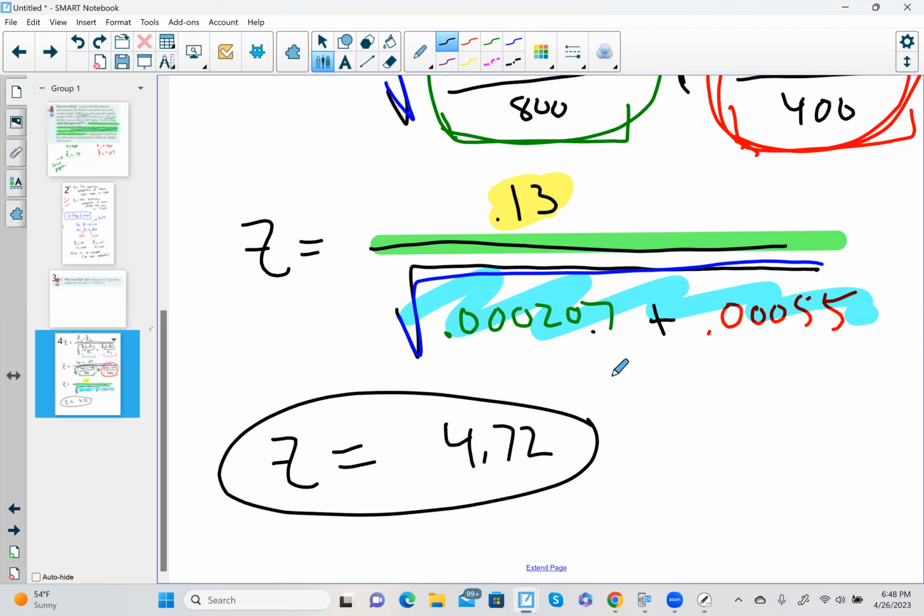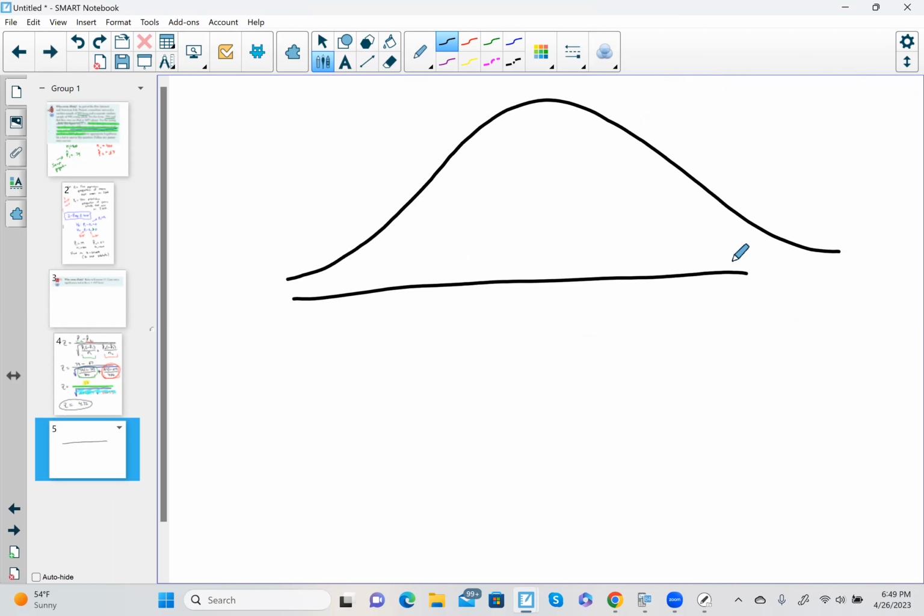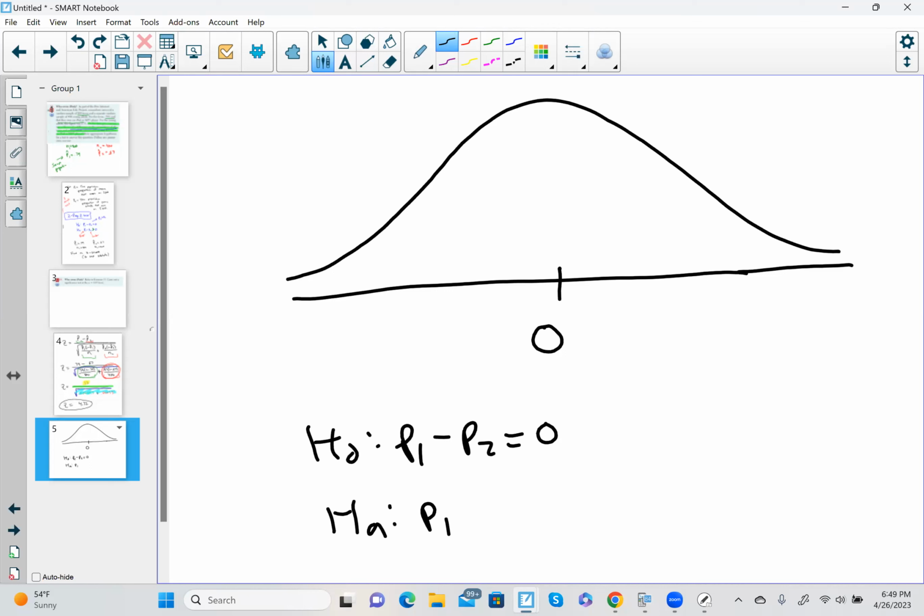So let's pause for a minute. If anyone disagrees with anything I typed in or thinks I have an error or anything else. Okay. So now what you need to do is go draw a picture of this. So we need to remember what z is, and we're going to go draw a picture of what we just computed. So here we go. Here's our normal distribution. Looks like that, right? I'm going to mark off 0 in the middle because that was H0. H0 was that the difference in the proportions was 0. HA is that the difference in the proportions is greater than 0. So that's what we have.